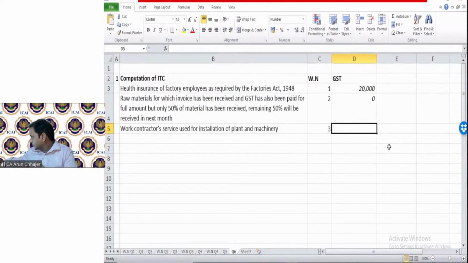Very nice, Namrata, Janvi, Sriram, Pooja. Thank you so much for your active participation. If the work contract service is used for the installation of plant and machinery, is ITC available or not? Do we need to add an assumption that in the absence of information, we assume the same is debited to the profit and loss account or is capitalized? Do we need to make any assumption, or are we not required to have any assumptions?